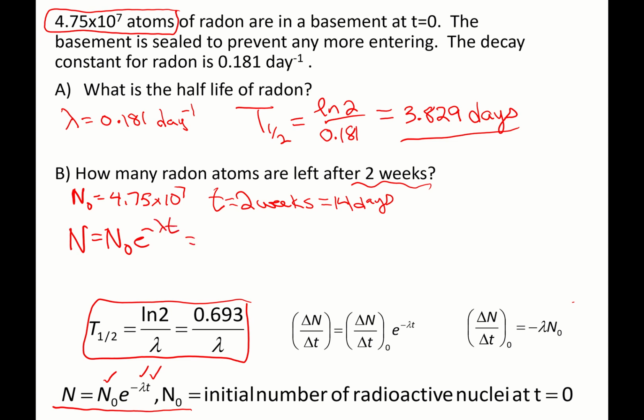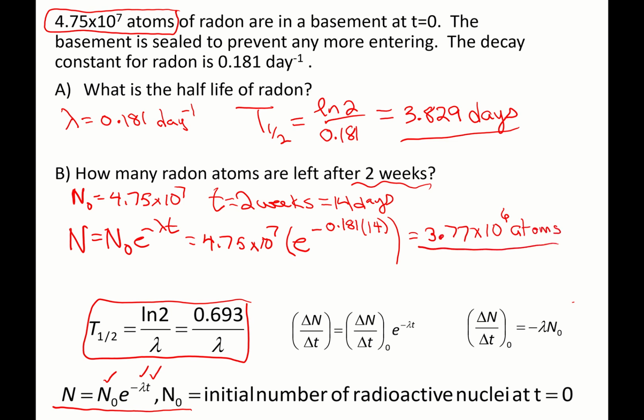So N is equal to N0 e to the minus lambda t. And now I just need to plug in my numbers. So 4.75 times 10 to the 7 times e to the negative lambda, 0.181, times time in days, 14. And I get that my number of particles is 3.77 times 10 to the 6 atoms. So it turns out I've gone down by more than a factor of 10 from where I started.